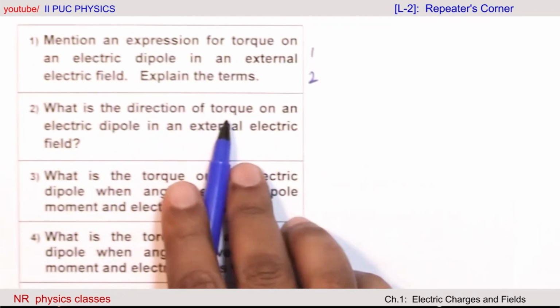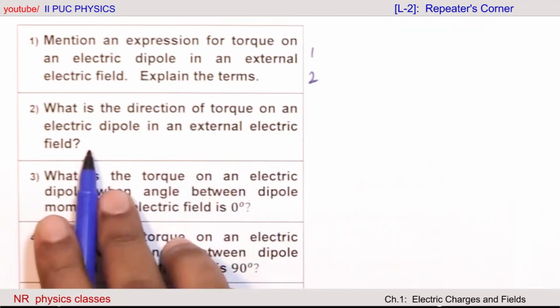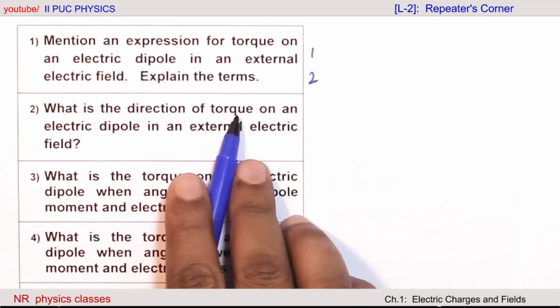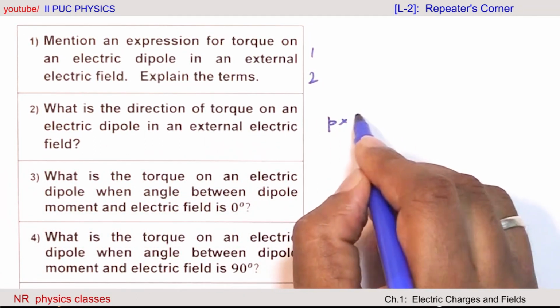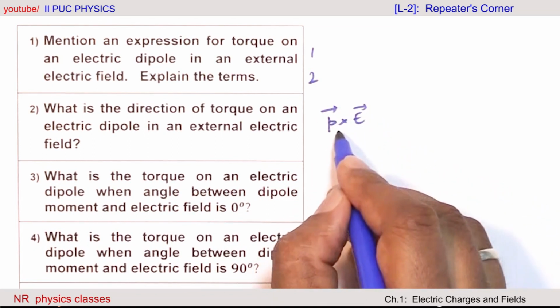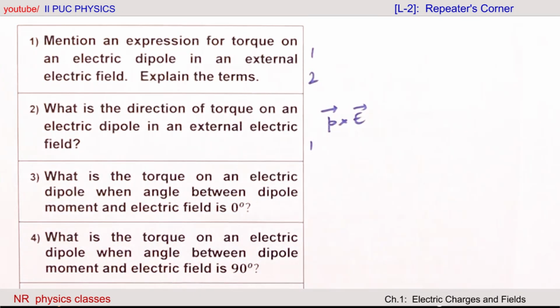What is the direction of torque on an electric dipole in an external electric field? Direction of torque is perpendicular to the plane containing both P and E, following the right hand screw rule. Mention the direction. 1 mark.